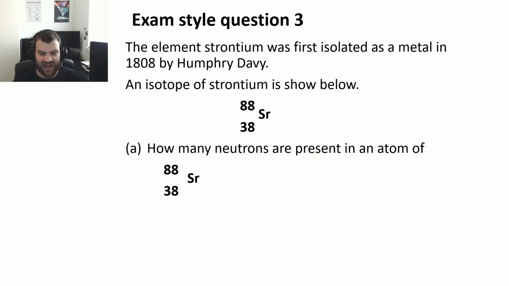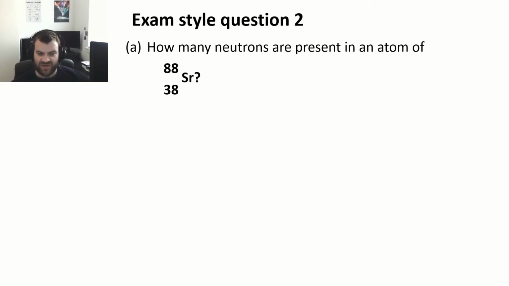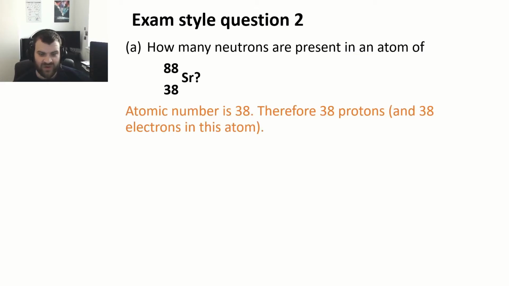Another question they can ask you about, again, a specific element, in this case strontium, the best element in the whole of the world. And we are given information about this strontium atom in the form of nuclide notation. The question wants to know how many neutrons are present in the atom. Focusing on the question part, how many neutrons are present. Now we can use the information that we've got to first of all find out the number of protons, and that is the same as the atomic number, which is at the bottom. Therefore, we're going to have 38 protons and 38 electrons.